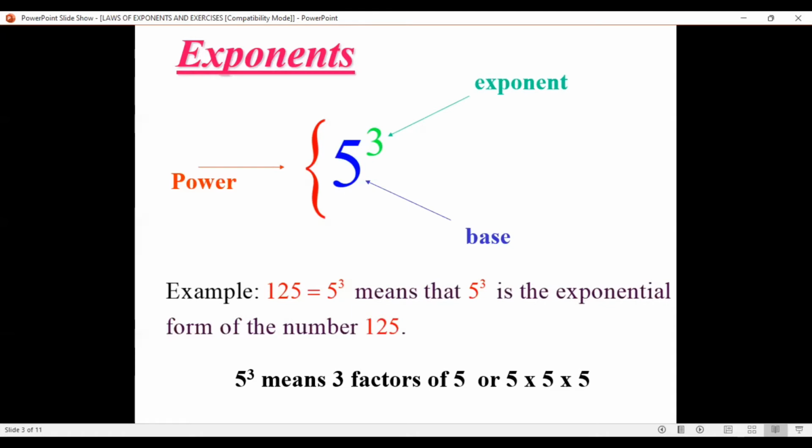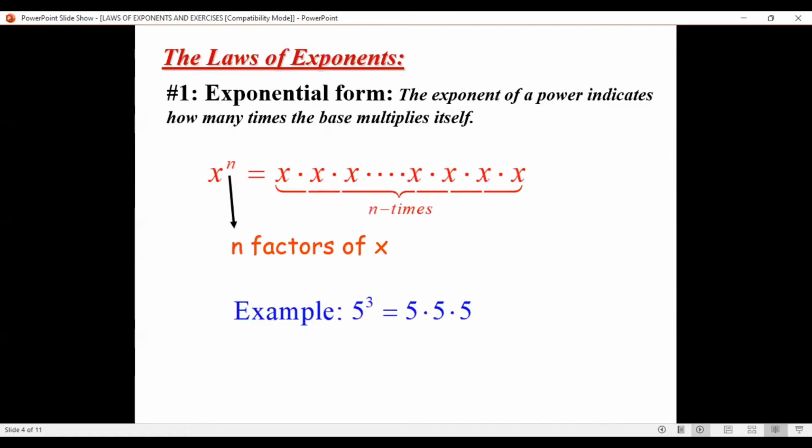Now, do not be confused because sometimes instead of having 5 times 5 times 5, you are making it 5 times 3. That is a no-no. Again, when you have 5 raised to 3, that means 5 times 5 times 5, and the answer is equivalent to 125. Now, what are the laws of exponents?